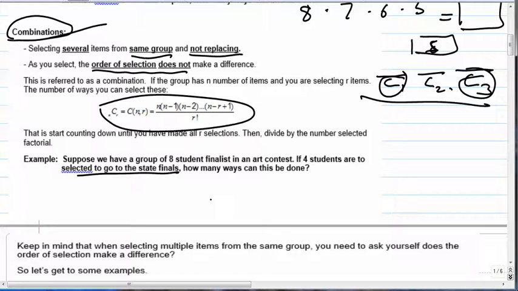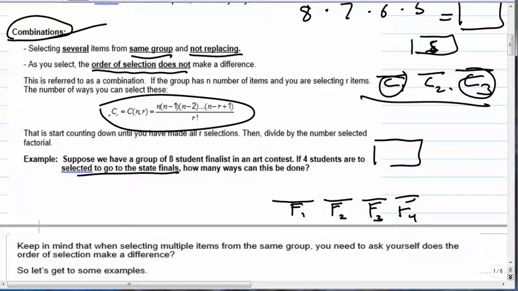Well, what I'm going to do is I need to pick a student to go to the finals. So, student 1. Another student to go to the finals. A third student to go to the finals. And a 4th student to the finals, right? From there, I got to pick these students from the 8 students.